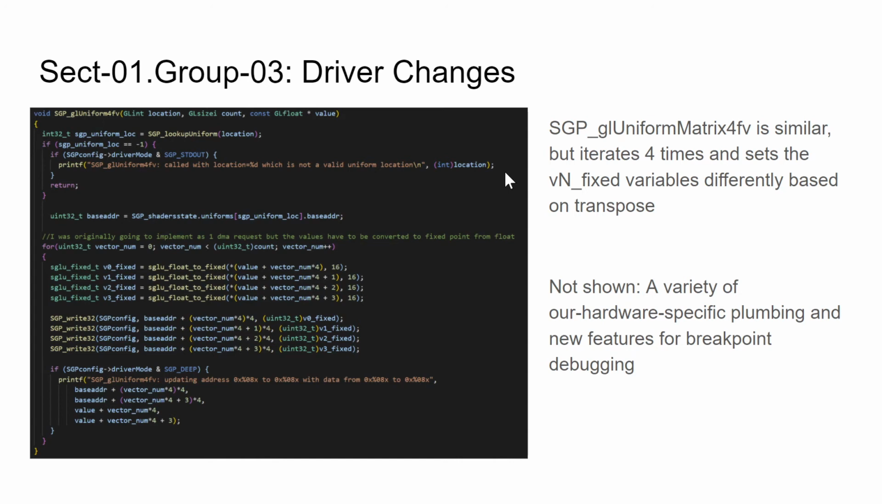So yeah, nothing too crazy with the uniforms. We were just basically grabbing one vector at a time. It's pretty much the same thing for the matrix, except with another for loop around it, and then doing a series of SGP write 32 calls.